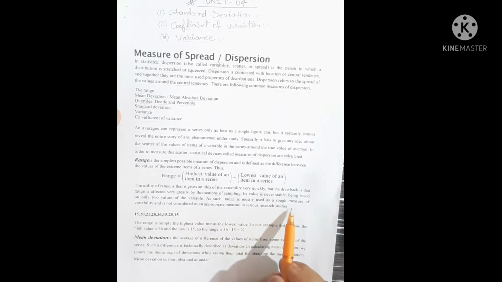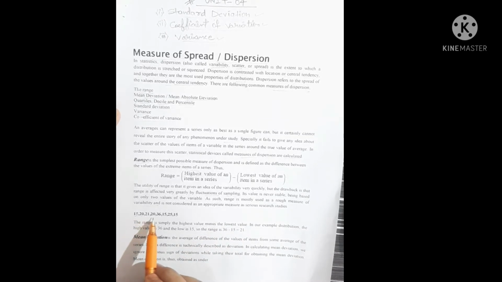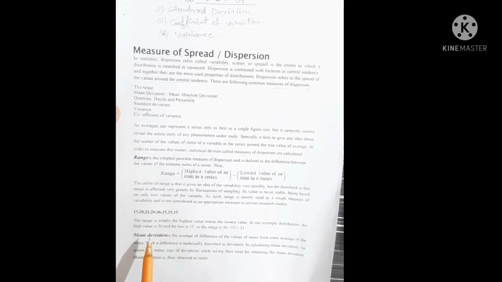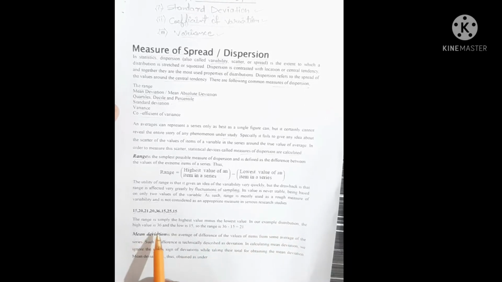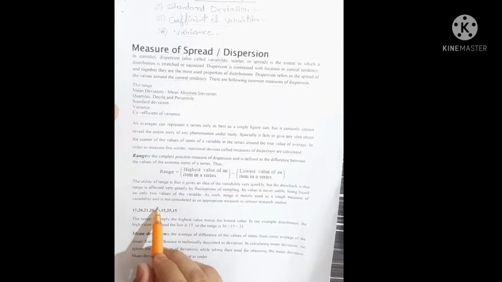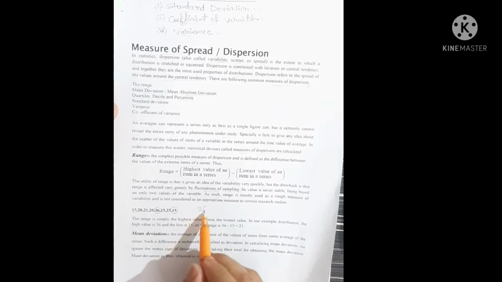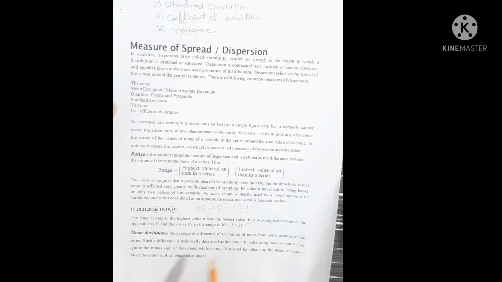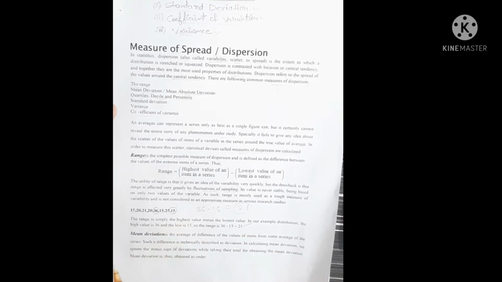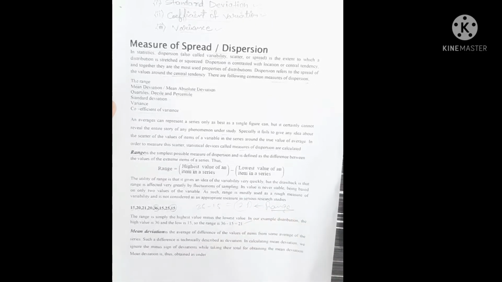Now we will take one example: 15, 20, 21, 20, 36, 15, 25 or 15. The range is simply the highest value minus the lowest value in our example distribution. The high value is 36 and the low is 15. This is the highest value and this is the lowest value. So the range is 36 minus 15, which is 21. So the range is 21. We have calculated the range.